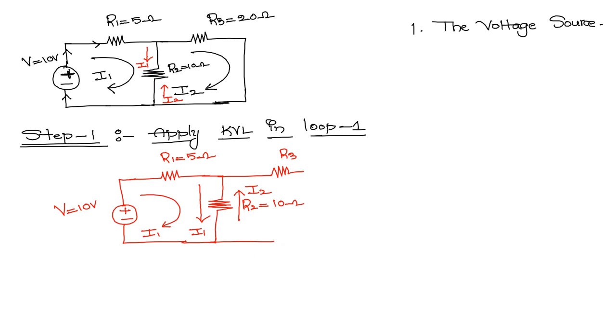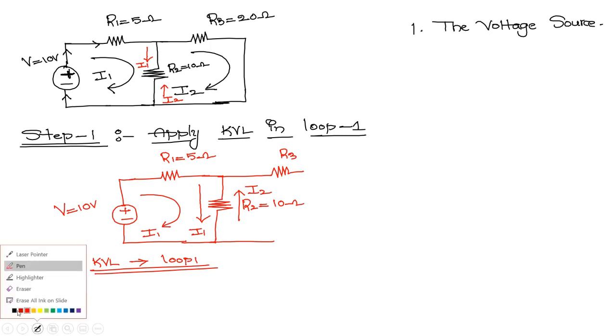Now by applying KVL in loop number 1, how are we going to get the expression? We know the definition of KVL: the applied voltage must be equal to the sum of the voltage drops across the individual elements connected in the network. Now just observe this network.